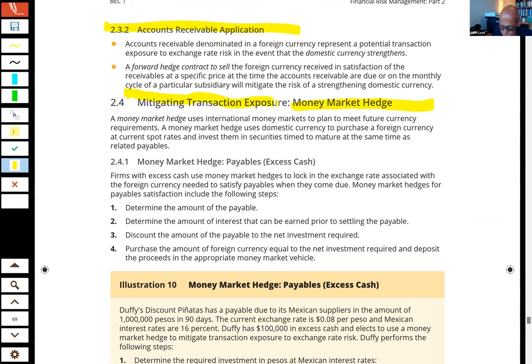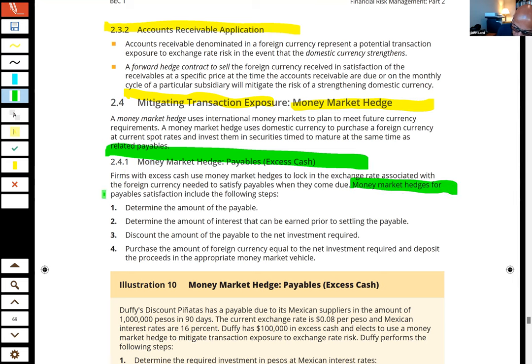When we use a money market hedge, there are two possibilities. We can have excess cash, or we don't have excess cash, but we can still borrow our way and limit our exposure to transaction exposure a little bit. So let's take a look at the money market hedge when we have excess cash. The money market hedge for payable satisfaction includes the following steps.